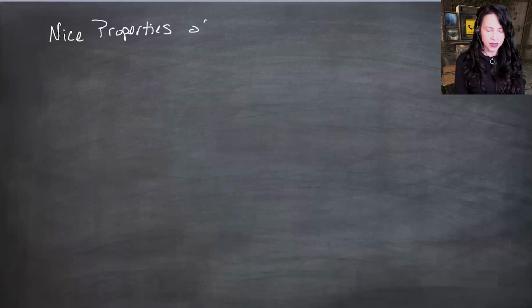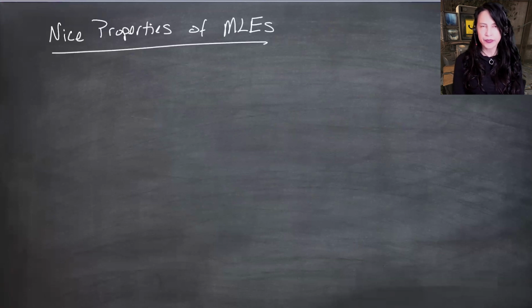Okay, so we will be doing many more Cramér-Rao lower bound calculations, but I do want to get to a list of nice properties of maximum likelihood estimators. Here was the whole point.